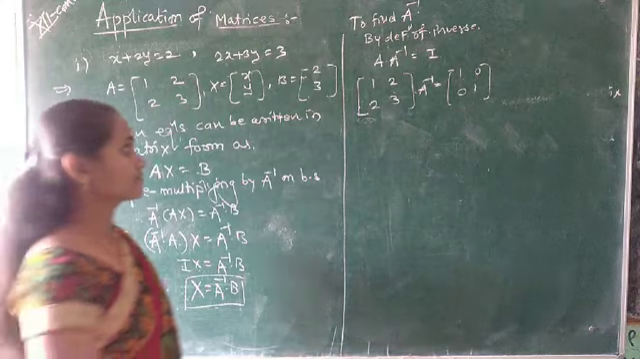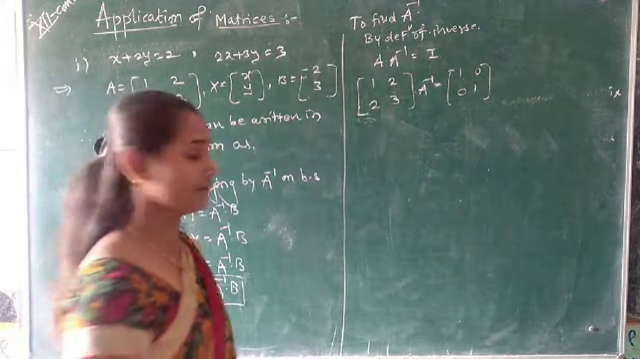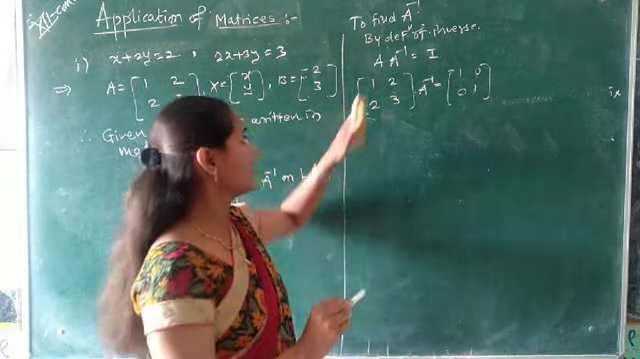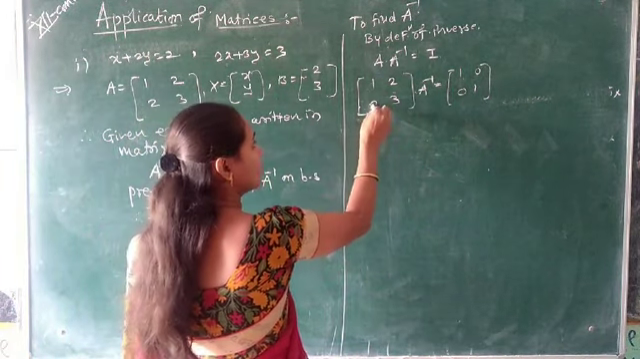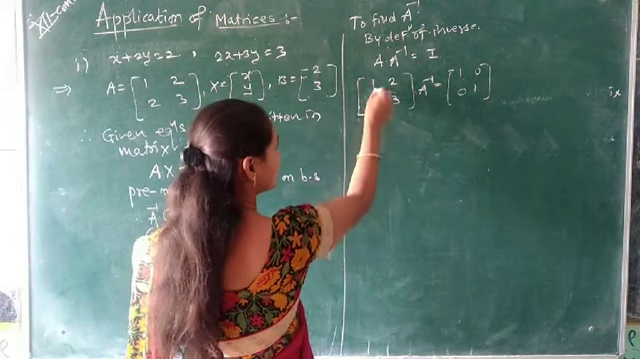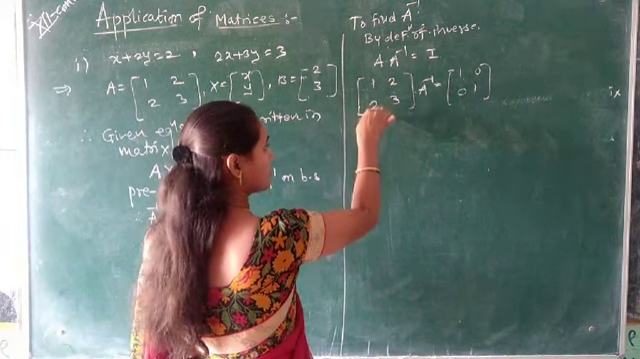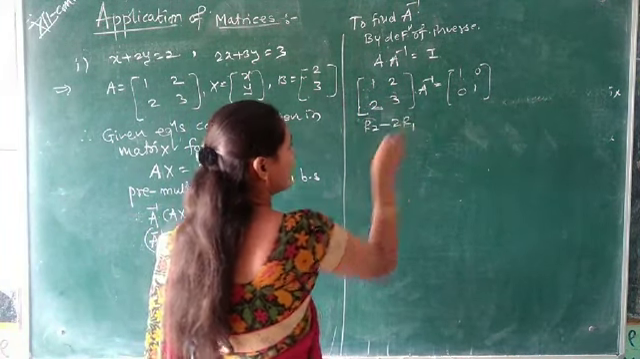Now see, while finding the inverse we have to convert A into the identity matrix, that is 1, 0, 0 and 1. So first, our first element is already 1, so we have to make the element 2 into 0. How to make this 2 into 0? If we multiply R1 by 2 and then subtract, we get 0. So R2 minus 2 R1.